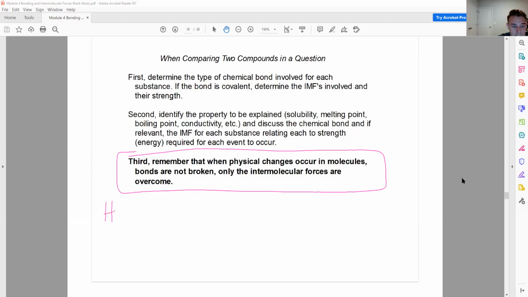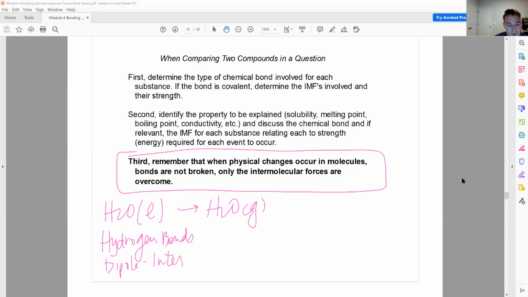So for example, when liquid water goes to a gas, it takes a lot of energy to boil water, right? And that's because water has hydrogen bonds, dipole-dipole interactions, and London dispersion forces. So they're additive. If you have hydrogen bonds, you have all three. If you have dipole-dipole, you have dipole-dipole and London dispersion forces.